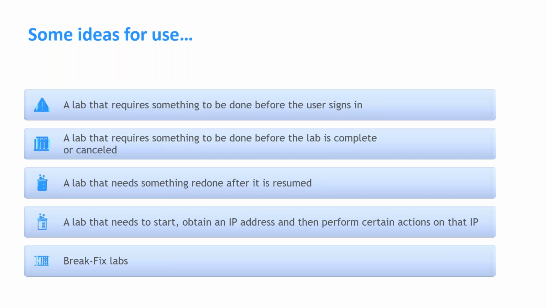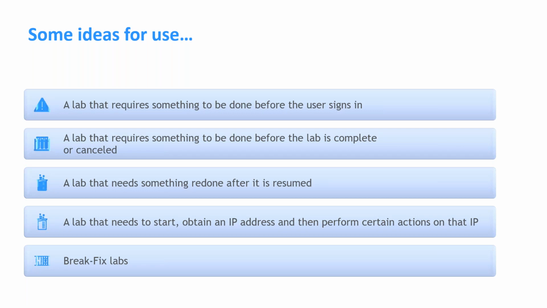This is meant to open your eyes and make you think about what you could do. A break fix lab. Imagine being able to start off with a lab that is perfectly fine, and then you have the user save their lab as they're working with it. And then when they resume, you have a script that runs, or you send commands to that lab that break the lab and then require the user to fix the lab. So those are circumstances that might be examples of what you want to use.